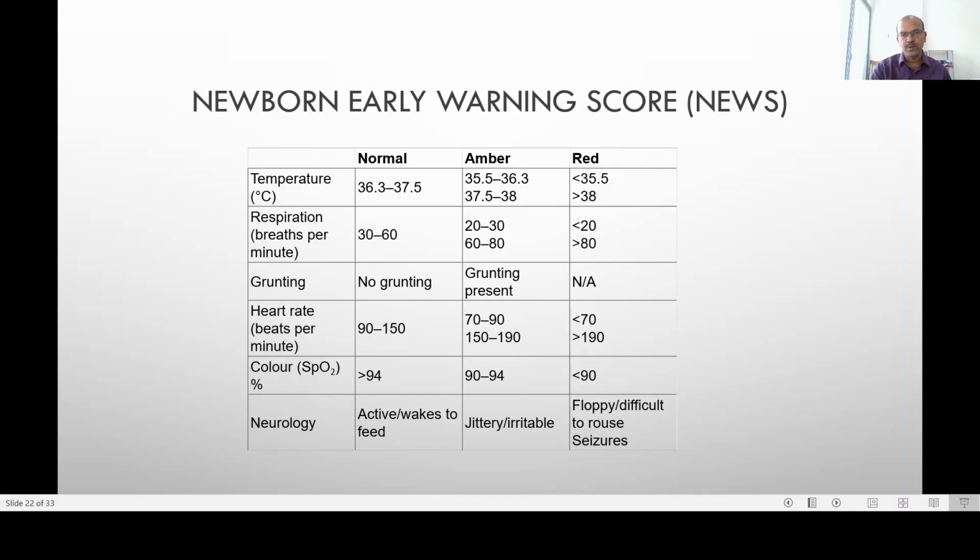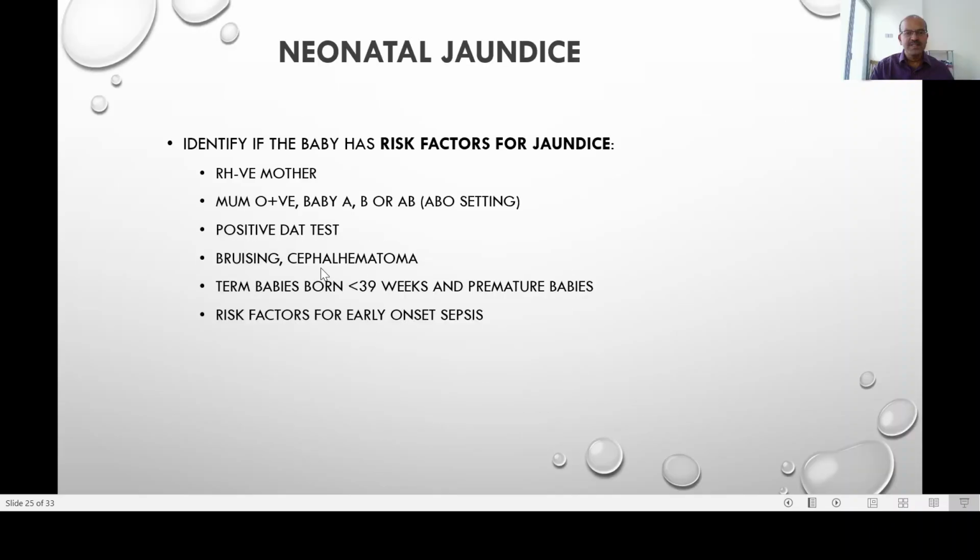Neonatal jaundice is very important. Most units now have the transcutaneous bilirubinometer, so don't go by your visual assessment of jaundice. You have to identify the risk factors for jaundice as well. If the mother is Rh negative, or mom is O positive with the baby being A or B, which is the ABO setting, or you have a positive direct antigen test, which is a Coombs test. You have bruising or cephalohematoma, which increases the risk of jaundice.